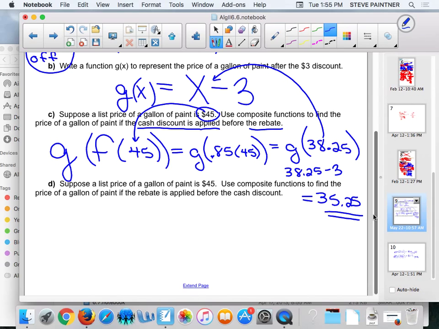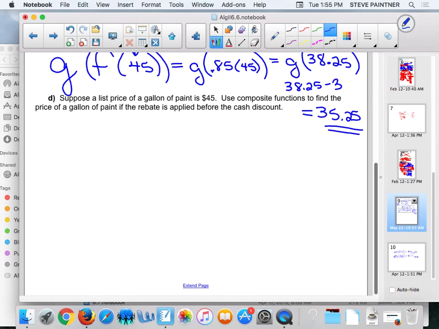The next one is just opposite. This time, the rebate is applied before the cash discount. So now they want you to do what composite function? G. 45 minus. Well, rebate first. Isn't that G? G of 45. And then what's last? The discount. That's your function F. So there's your composite right there.